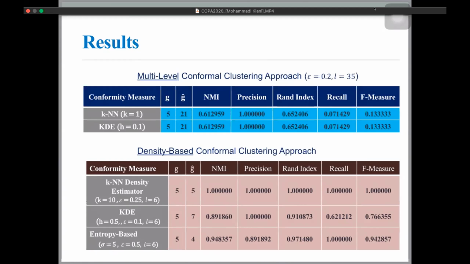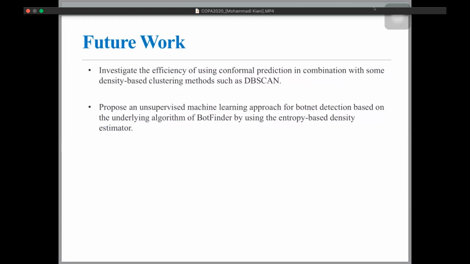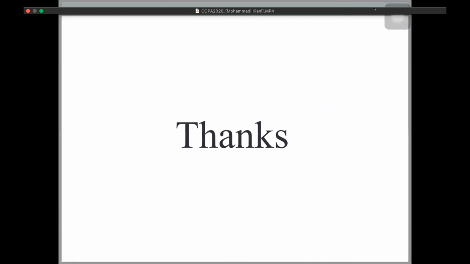By comparing these two tables, it is understood that my approach improved upon the typical conformal algorithm, both in terms of accuracy and detection capability. For future work, I'm going to investigate the efficiency of bringing together conformal prediction and some famous density-based clustering algorithms such as DBSCAN, and propose an unsupervised machine learning approach for botnet detection based on the underlying algorithm of BotFinder by using the entropy-based density estimator. Thank you.